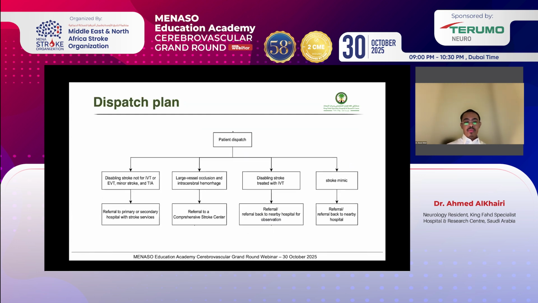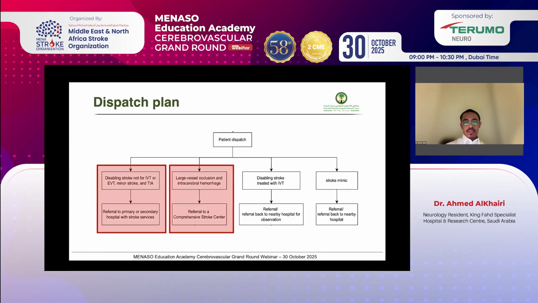So how would this work? If the patient has a disabling stroke and it's not for IVT or EVT, or a patient with minor stroke and TIA, we would refer them to the primary or secondary hospital with stroke services. And if it's a large vessel occlusion or intracerebral hemorrhage, there will be a direct transfer to a comprehensive stroke center. In the case of disabling stroke that's treated with IVT, there will be either referral back to a nearby hospital for observation, or if the case is eligible for EVT, to be referred to a comprehensive stroke center. And for stroke mimics, referral to a nearby hospital.